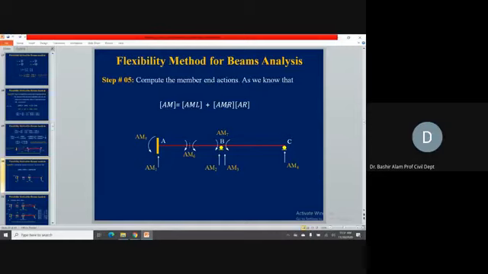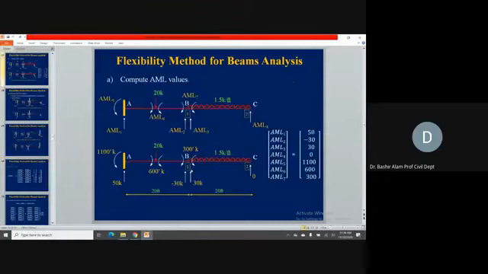The first column will be generated from where we found F11, F21, F31, like those values, the first column of the flexibility matrix. The second column of AMR will be generated where we provide the unit redundant action corresponding to AR2, and from where the second column of the flexibility coefficient matrix was generated, and so on. AR we already found, so now it's simply the matrix operation. When you do this, you can find out all the member end actions, which include the shear forces and the moments at the member ends.